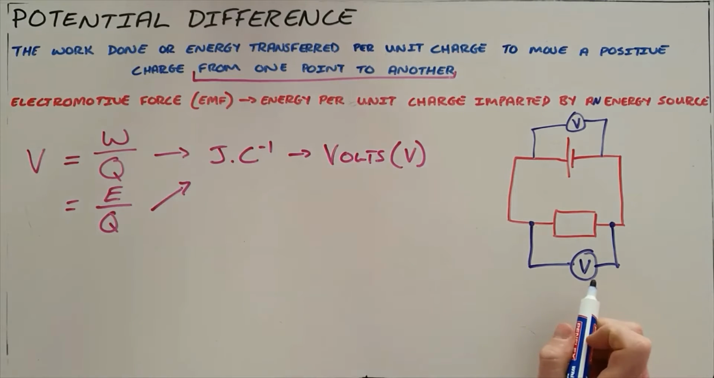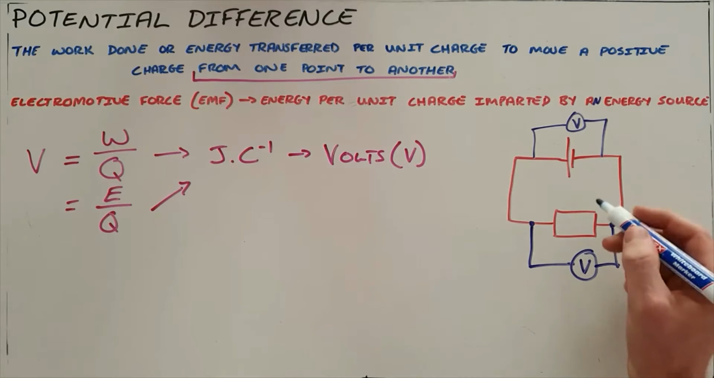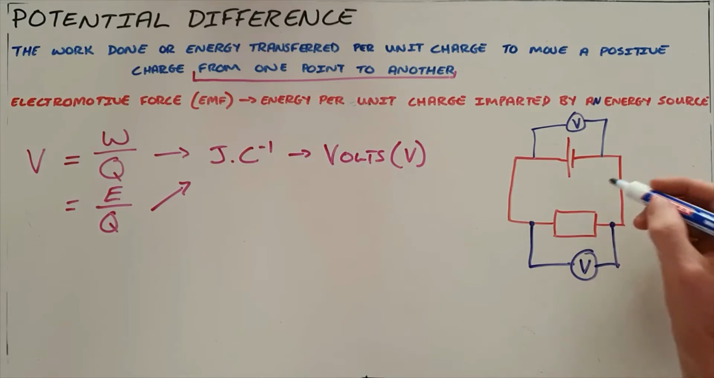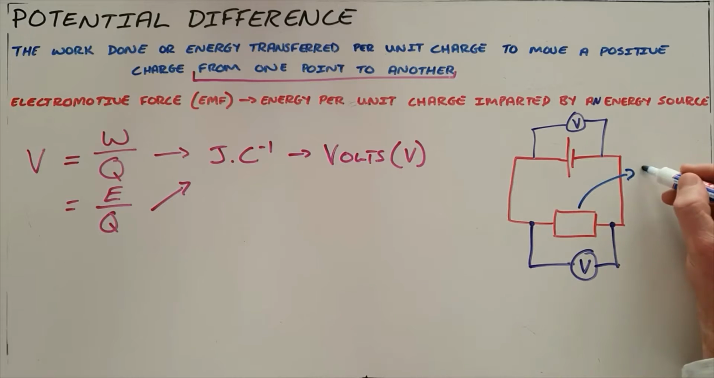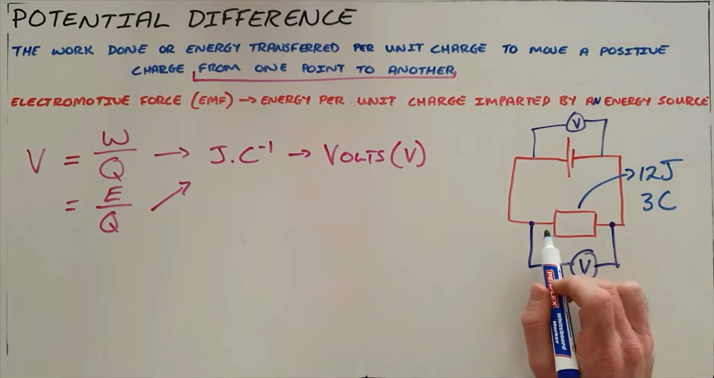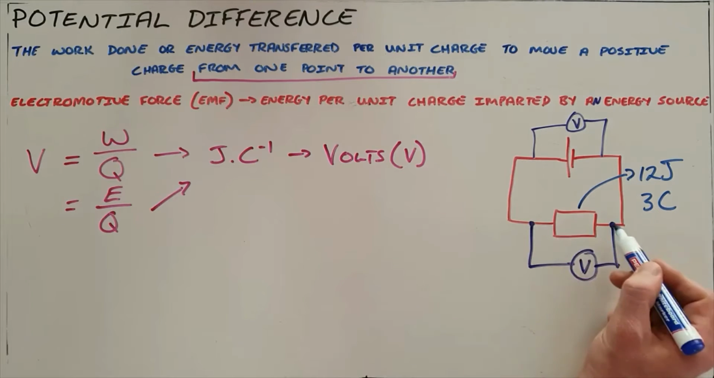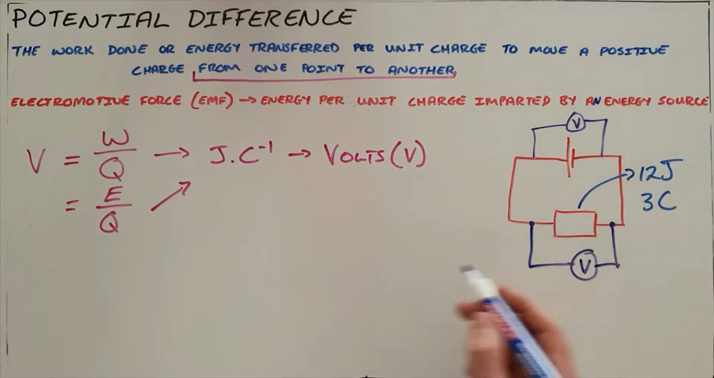A typical question on potential difference would be something along the lines of saying that this resistor over here is found to use 12 joules of energy for every 3 coulombs of charge. So every 3 coulombs of charge that moves through there uses up 12 joules of energy. What is the potential difference across that resistor?